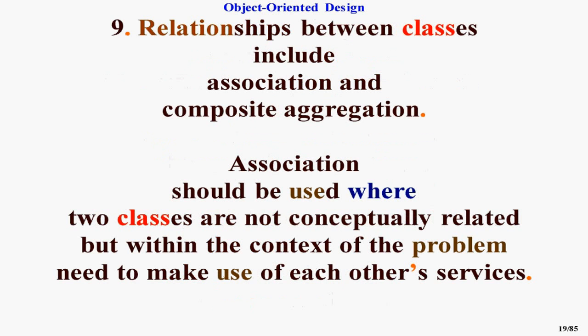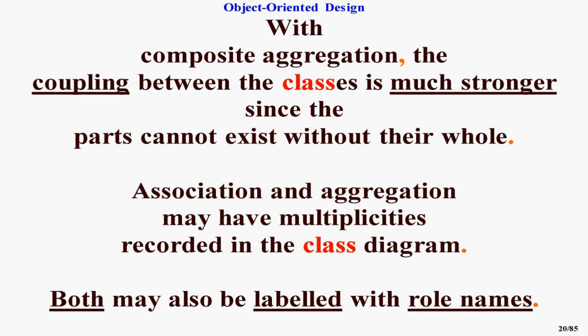9. Relationships between classes include association and composite aggregation. Association should be used where two classes are not conceptually related but within the context of the problem need to make use of each other's services. With composite aggregation, the coupling between the classes is much stronger since the parts cannot exist without their whole. Association and aggregation may have multiplicities recorded in the class diagram. Both may also be labeled with role names.